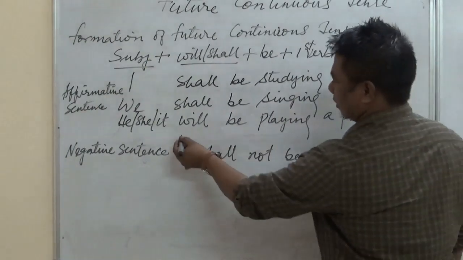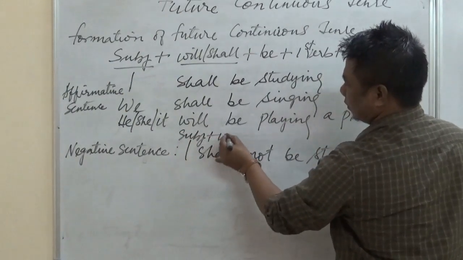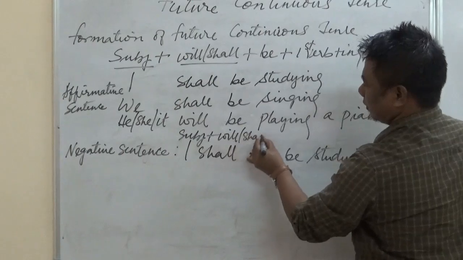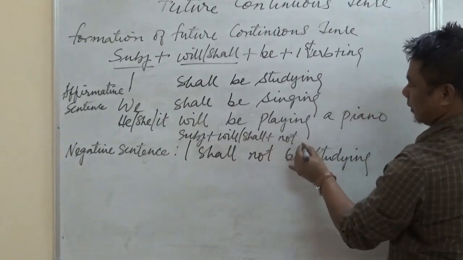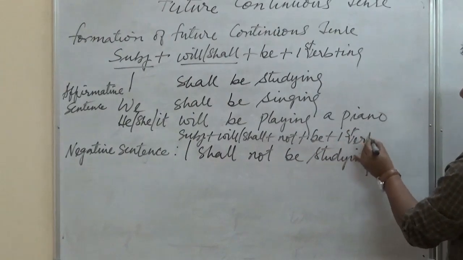So the formula: subject plus will or shall plus not, then be plus the first form of the verb plus ing.